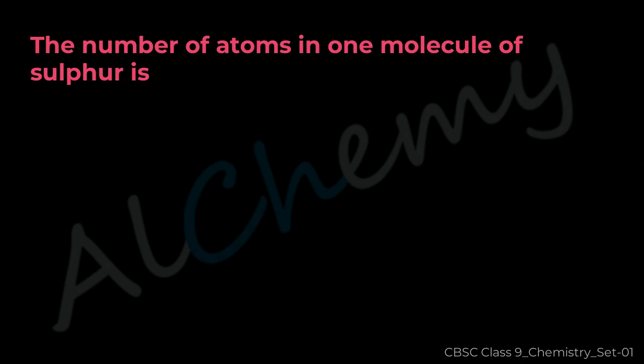The correct answer is C. CO. Question 32. The number of atoms in one molecule of sulfur is: A. 2. B. 4. C. 6. D. 8.